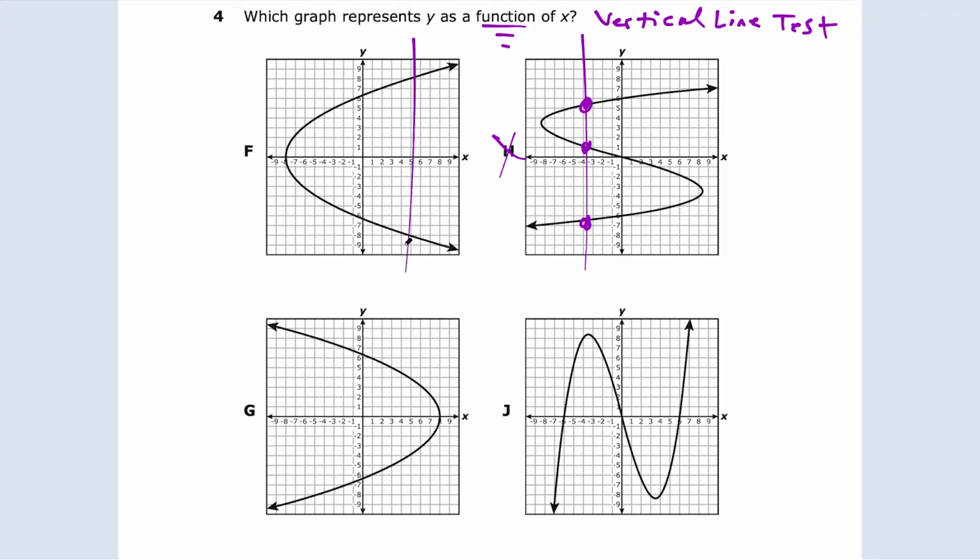If I draw a vertical line here, and I can make that a little bit neater, let's say I draw it at x equals 6. So I draw a vertical line here, it's going to hit the graph at 2 locations. So choice F is out. This is also out. Let's say I drew a line at x equals -6. Notice it's hitting the graph at 2 locations like this, so it's out. And now this graph here, no matter where I draw a vertical line, it's only going to touch the graph at 1 location, no matter where I draw that vertical line. So choice J would be our answer.